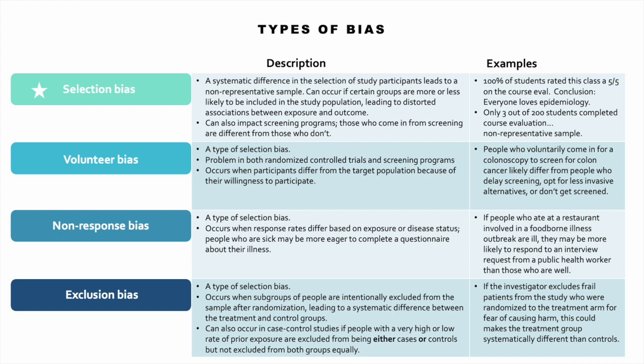Exclusion bias can be introduced when certain subgroups of people are intentionally excluded by the investigators. For example, if a researcher excludes frail elderly people from the study because they're worried that they might be harmed by the new treatment, this would create a population with less frail elderly people, so it would be systematically different, and therefore the results may not be generalizable at the end because of this exclusion bias.